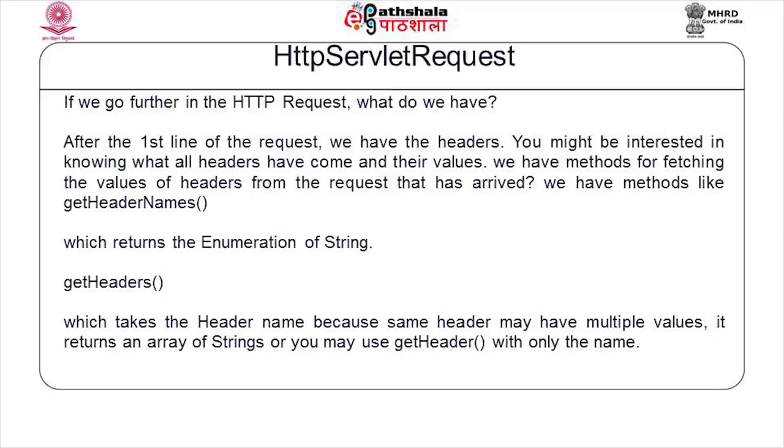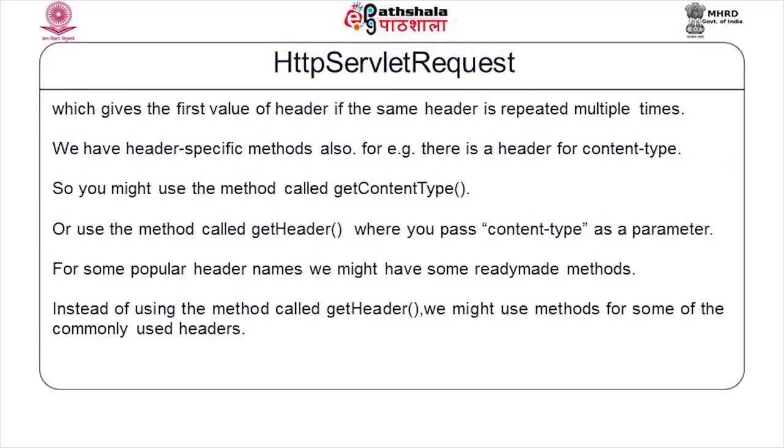It would be returning an enumeration of strings. We can use the method called getHeaders, which takes a header name, because the same header may have multiple values. So it would return an array of strings. Or you may simply use the method called getHeader with only the name, but in this case it would give you the first value of the header, if the same header is repeated multiple times. So we can get to know about any header.